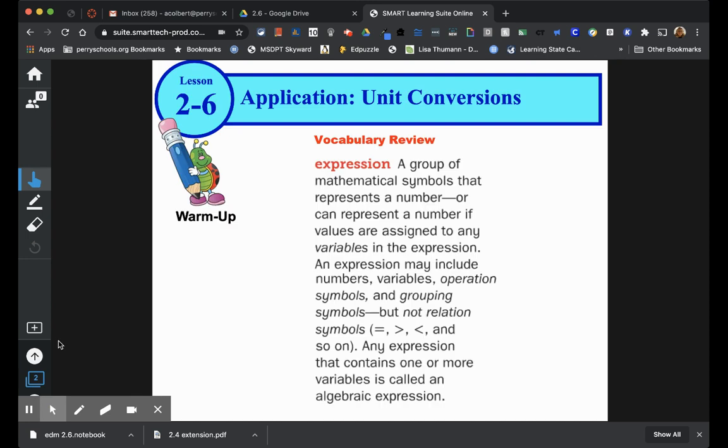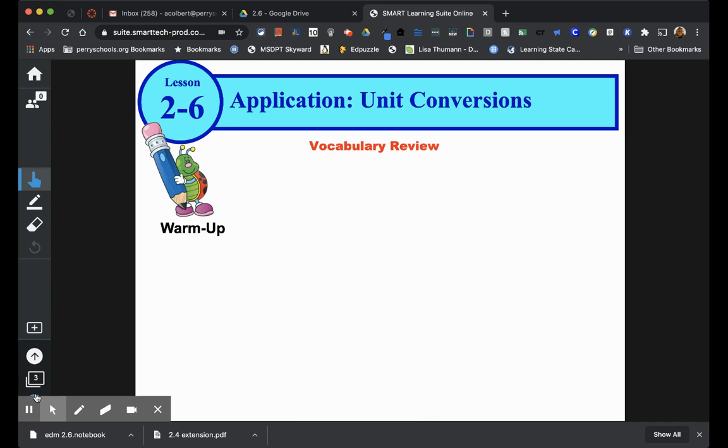So, as we move on, we've got some vocabulary to review. First one is expression, a group of mathematical symbols that represent a number or can represent a number if values are assigned to any variables in the expression. An expression may include numbers, variables, operation symbols, and grouping symbols, but not relation symbols like equals, greater than, less than, and so on. Any expression that contains one or more variables is called an algebraic expression.